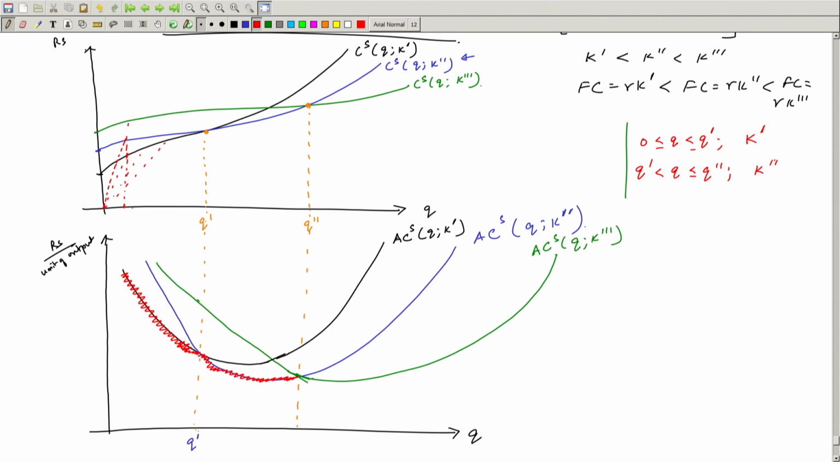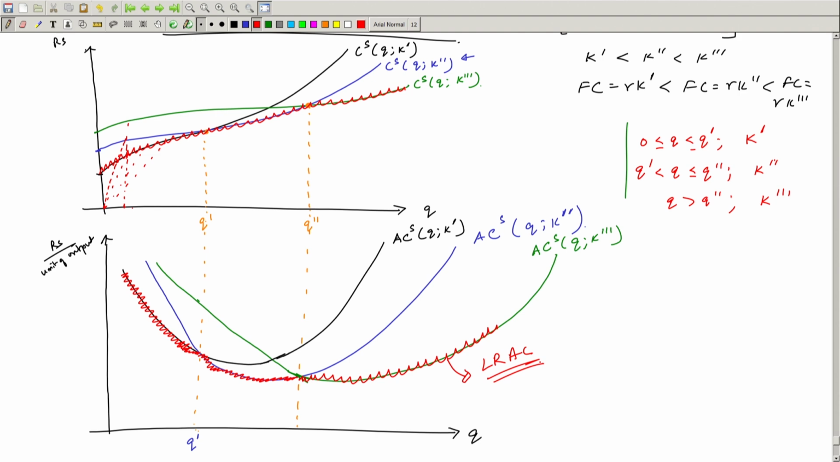in the short run, and for q greater than q double prime, the level of capital that I was using is k triple prime, because that is when the lowest cost was obtained, because recall the long run cost curve was this curve given in this wiggly red curve. So, essentially I will trace out the lowest portion of the corresponding average cost. So, the one in red is my long run average cost, right.